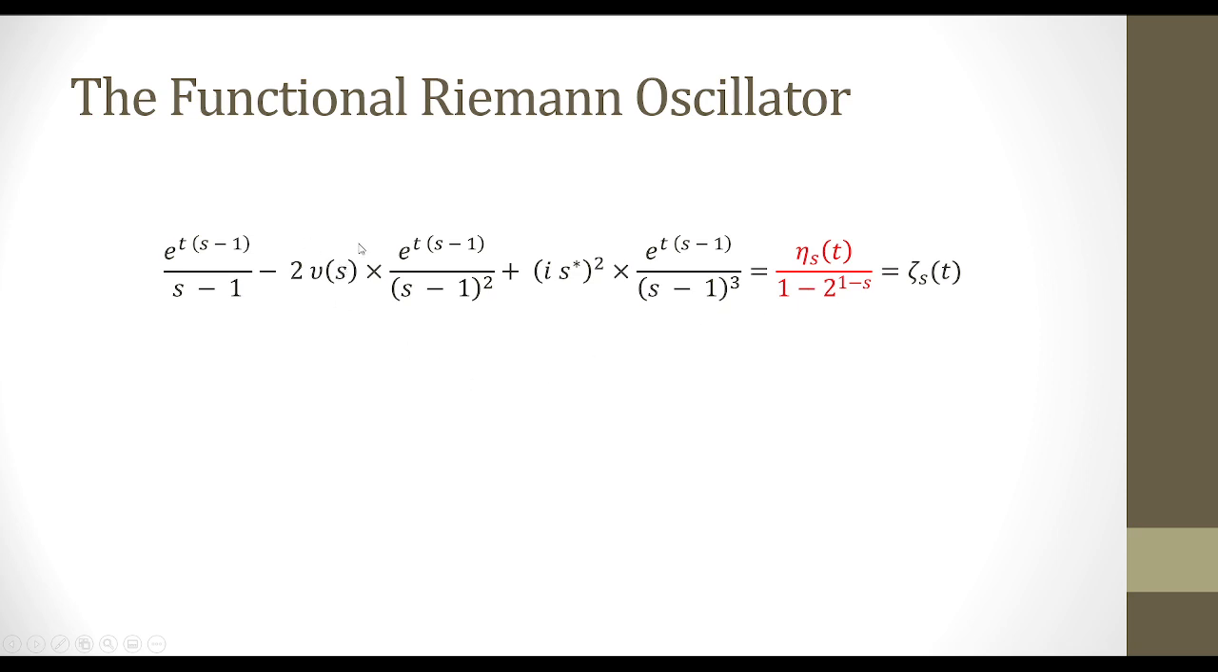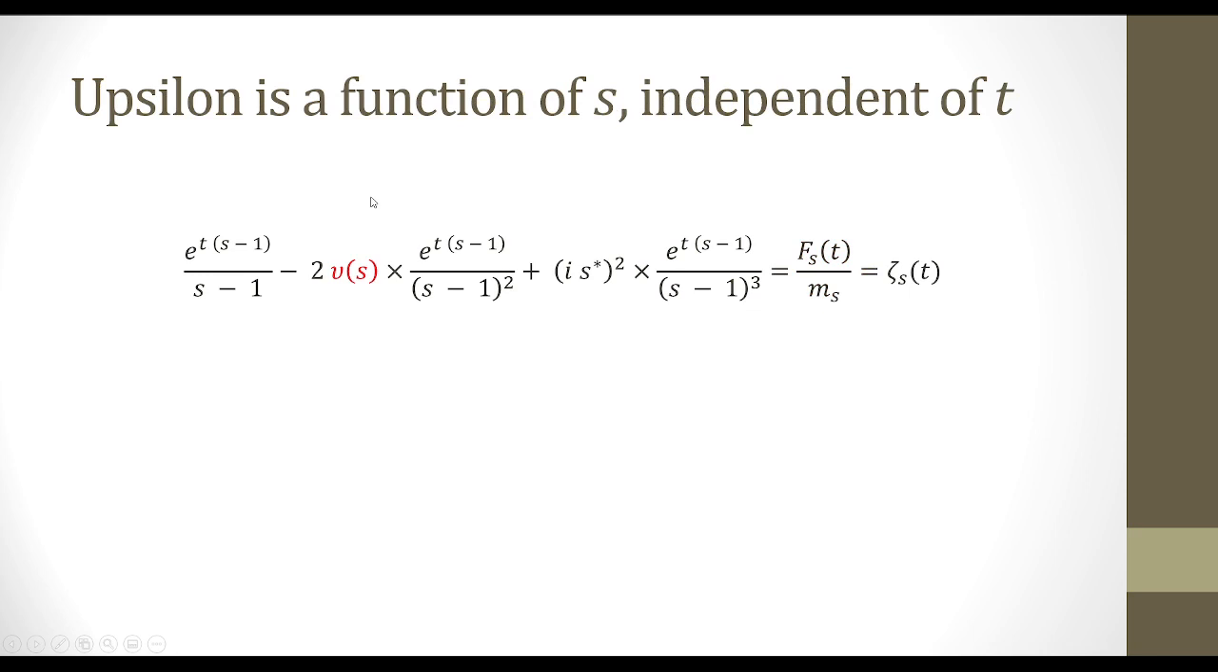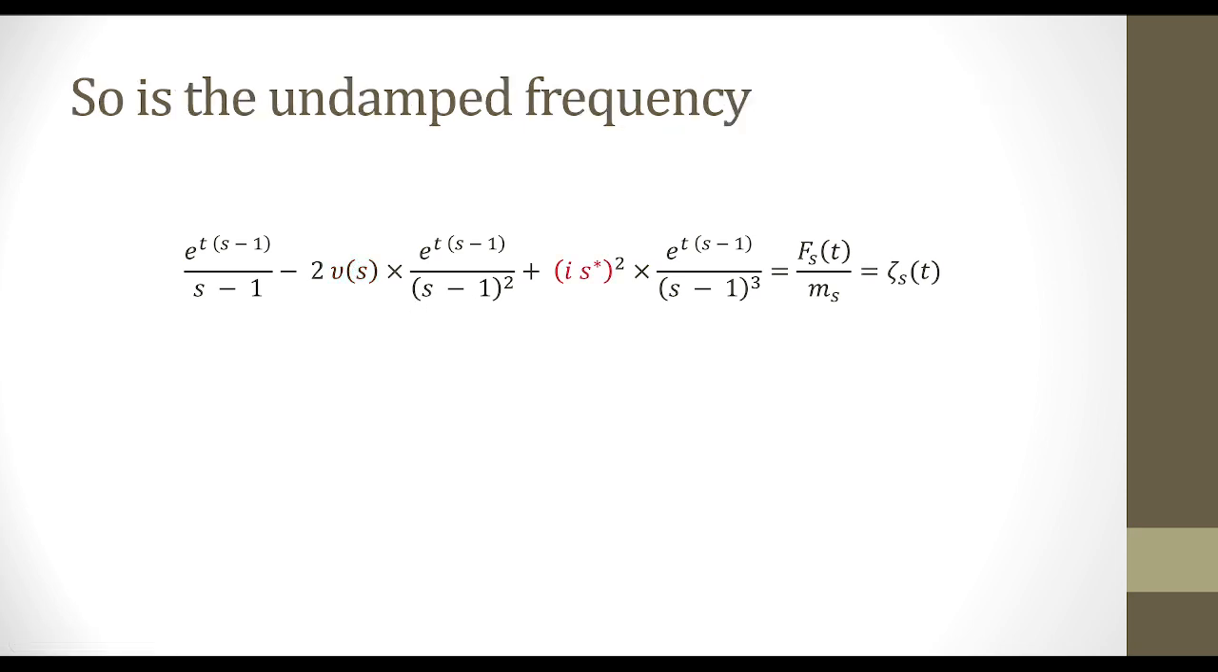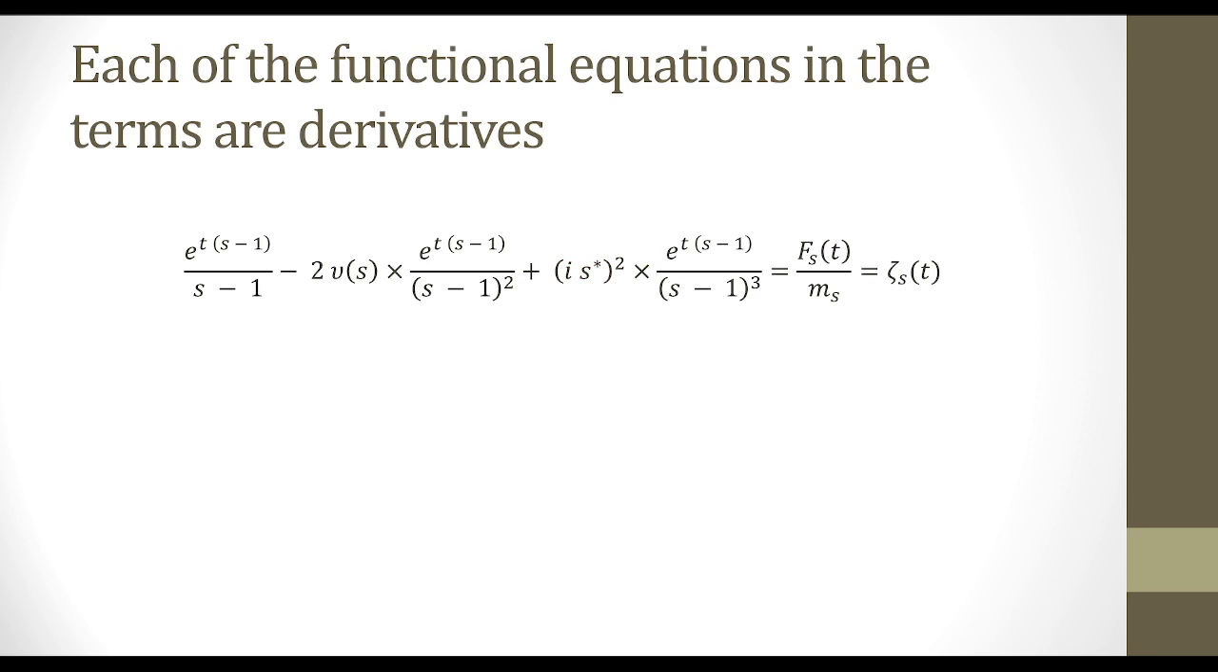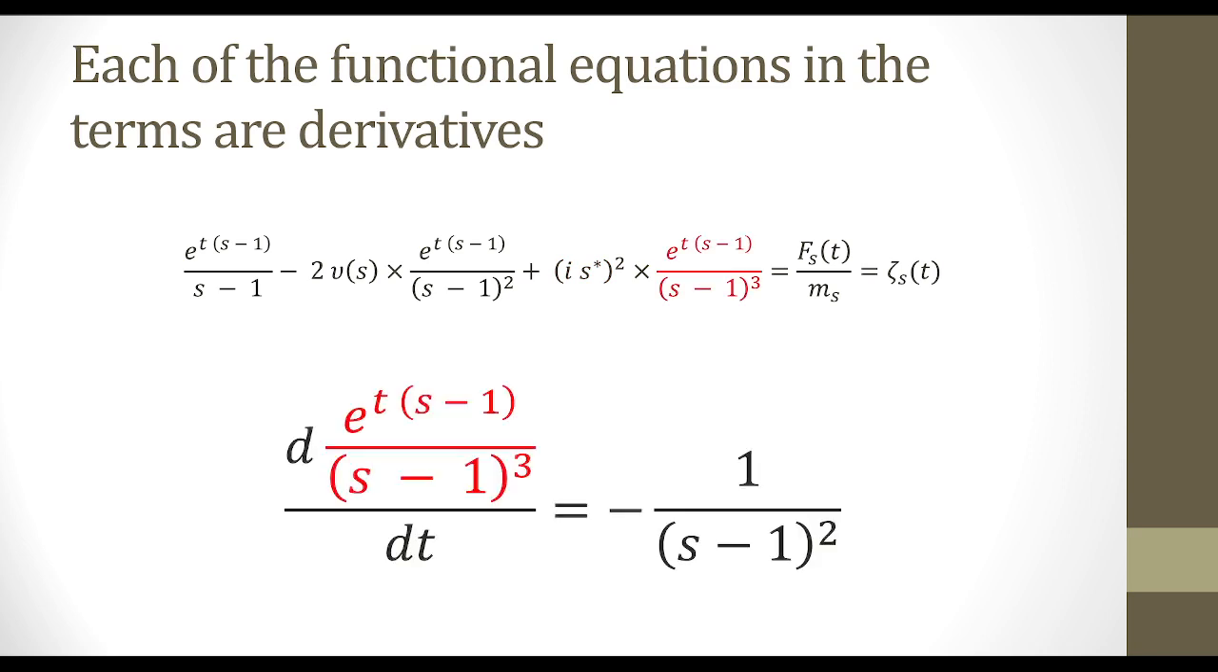Okay, good. This then is the fundamental frequency, and so on and so forth. Important things to note: upsilon is independent of t, but is a function of s. You take away s, upsilon has no meaning at all. The undamped frequency is also independent of t and a function of s. Each of the functional equations in the terms are derivatives, just like a Riemann oscillator.